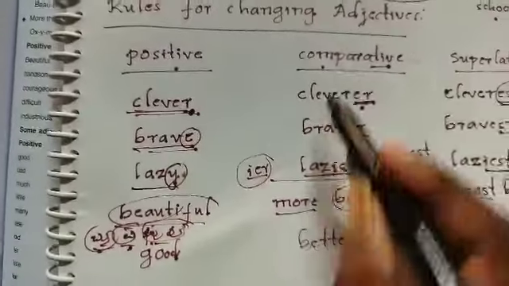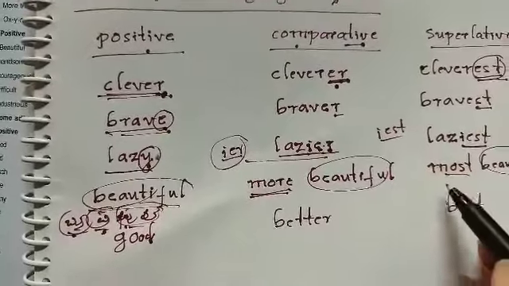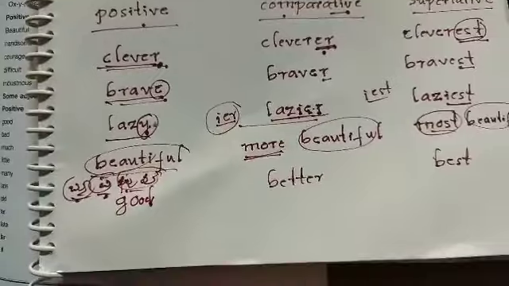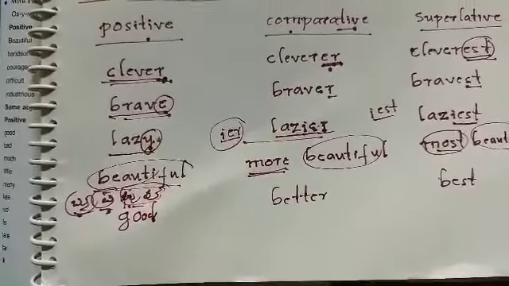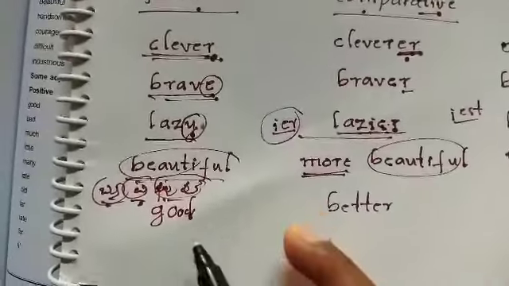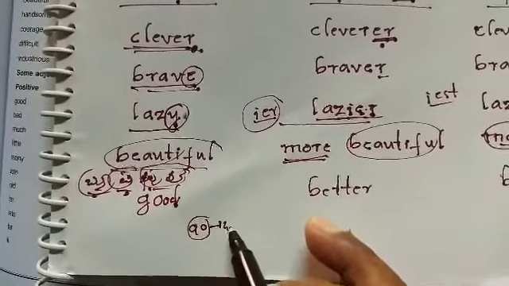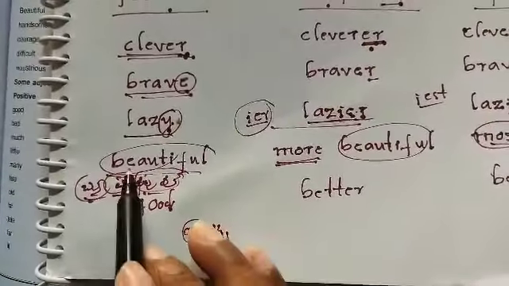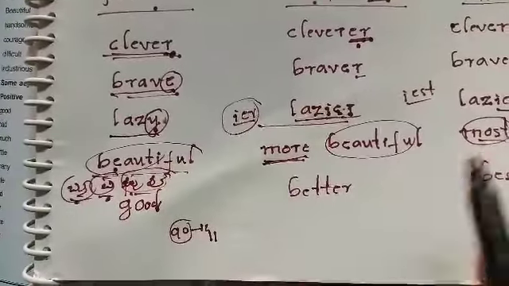So how can we express comparative degree? Just add more. How can we express superlative degree? Just add most. In this way, some 2 syllable words can also change with more and most, but those rules are very different. Mostly, 90% of words with more than 2 syllables, like 3, 4, 5 syllables, take more and most. That's why we have to add one more rule, more, most.